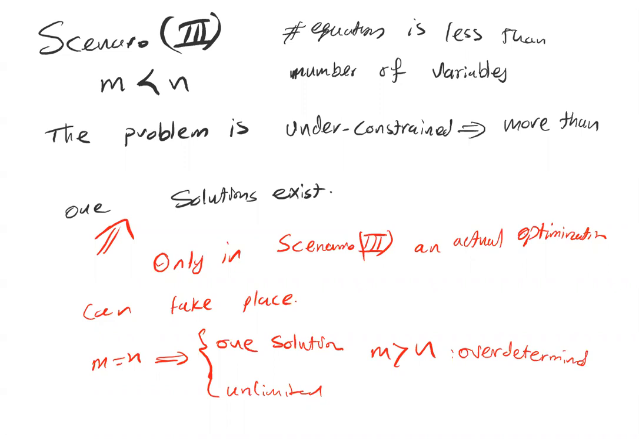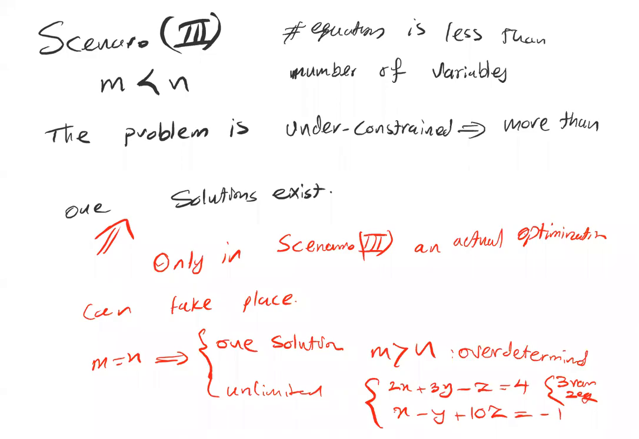There is only one scenario where optimization can play a role, and that's where we have fewer equations than our variables. For example, 2x plus 3y minus z is equal to 4, x minus y plus 10z is equal to minus 1. In this case, as you can see, you have 3 variables, but you have 2 equations. So there is not a unique answer. Probably your answer is going to be a space. It's going to be a set of answers, and then using optimization, you are going to determine which one is the best answer given your optimization problem.